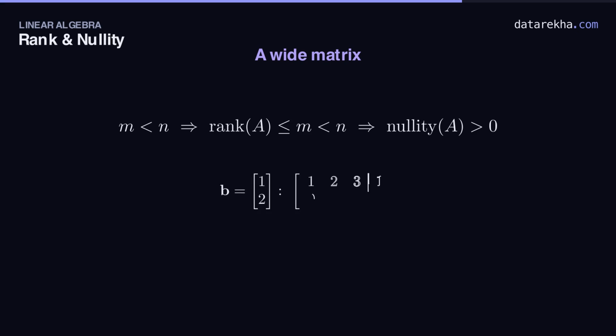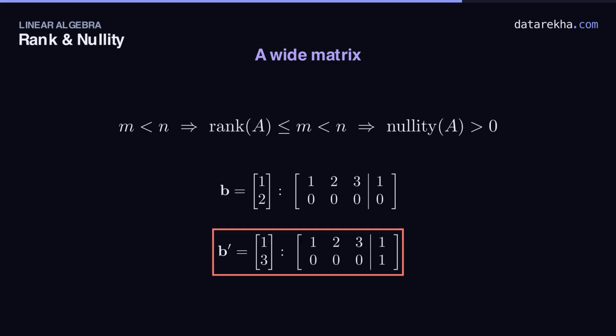But whether it's no solution or infinitely many depends entirely on b. Take b equals (1, 2). Reducing gives a harmless 0 equals 0. Consistent, infinitely many solutions. Now take b prime equals (1, 3). The same reduction gives a last row reading 0 equals 1. Impossible. That system is inconsistent. No solution at all.